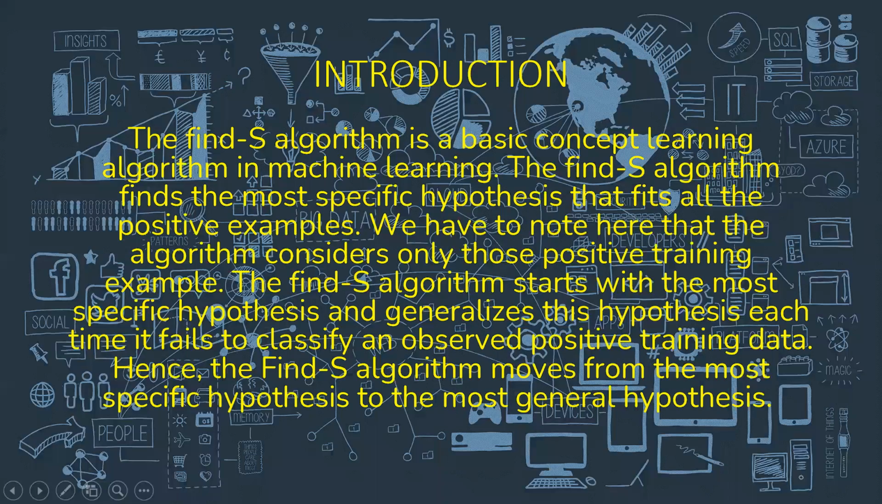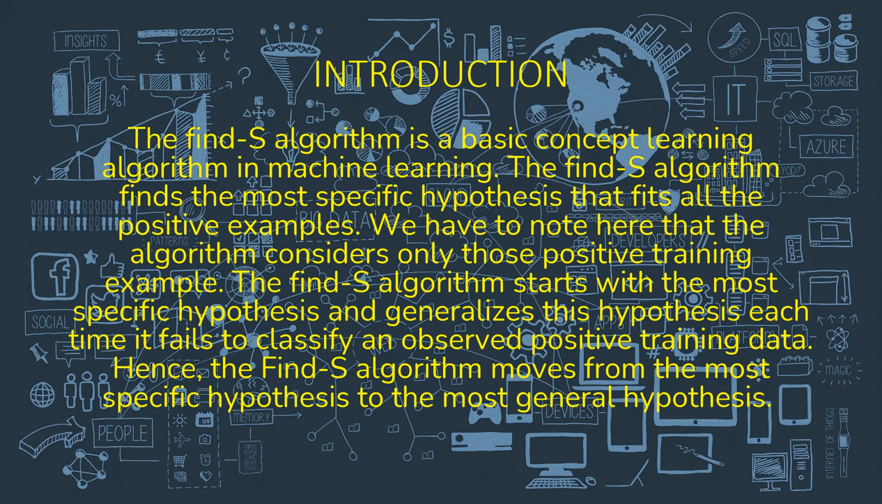Introduction. Find-S algorithm is a basic concept learning algorithm in machine learning. As I said, it is a basic concept learning algorithm. The Find-S algorithm finds the most specific hypothesis that fits all positive examples. A hypothesis is known as a conclusion. You could say the specific conclusion that fits all the positive examples. We have to note that the algorithm considers only positive training examples, whereas the negative examples are not considered. Those are ignored in the Find-S algorithm.